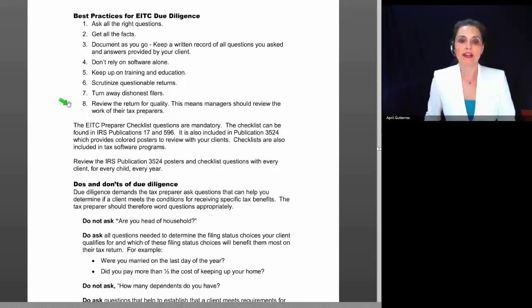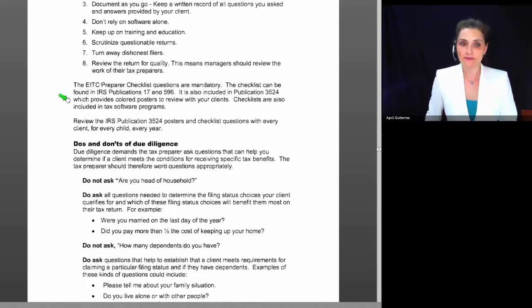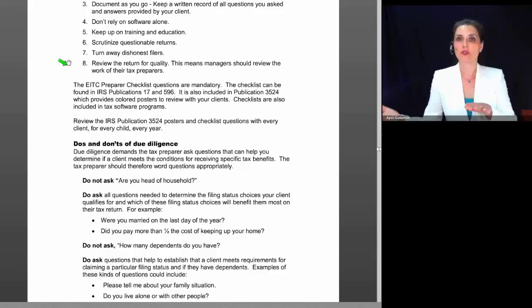This means that managers should review the work of their tax preparers. Now, in Oregon, it's the law, but in no other state is it the case that a preparer working underneath the supervision of someone else is required to have their work reviewed. It is only the case here in Oregon, and it's only the case of a person who is a tax preparer, not a tax consultant. So if you are a preparer and you've not achieved that LTC status here in Oregon, the law in Oregon requires that your work be reviewed.